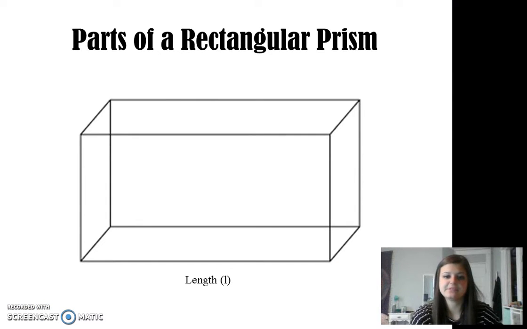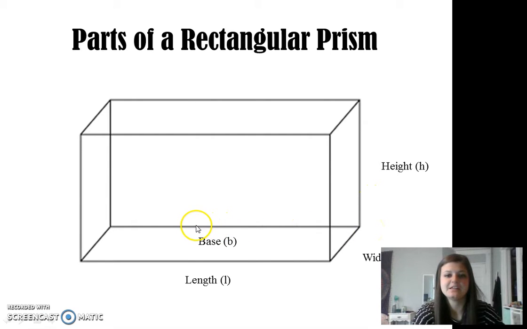So here's a rectangular prism, and the first thing that I have to label is length. It's going to be how long your prism is. And then we have width, so it's how wide your prism is. And then we have height, so how tall your prism is. And then the last one is a little bit different.